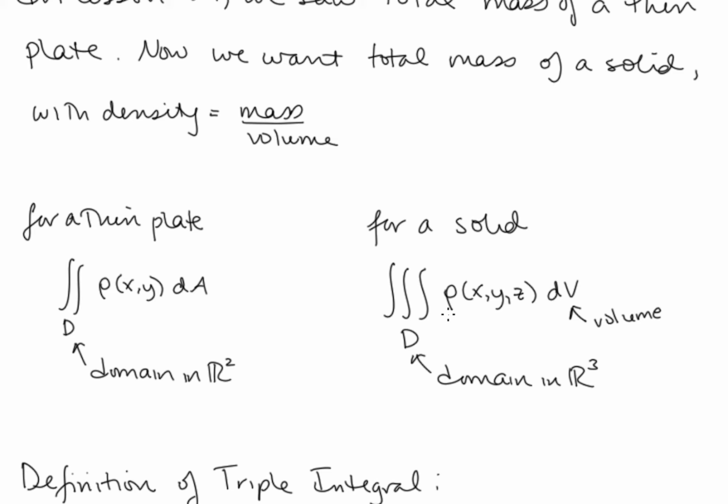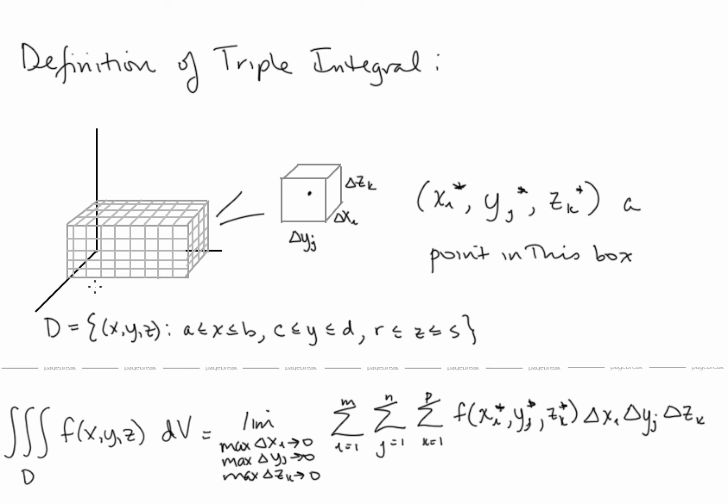The density function for the solid is now a function of x, y, and z, and we're going to be integrating over that three-dimensional solid, that three-dimensional domain. So let's define now the triple integral. Here's our domain. To start out, we're using a rectangular box where x goes from a to b, y goes from c to d, and z goes from r to s.